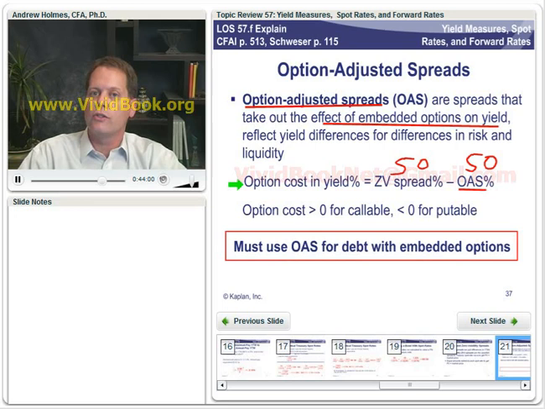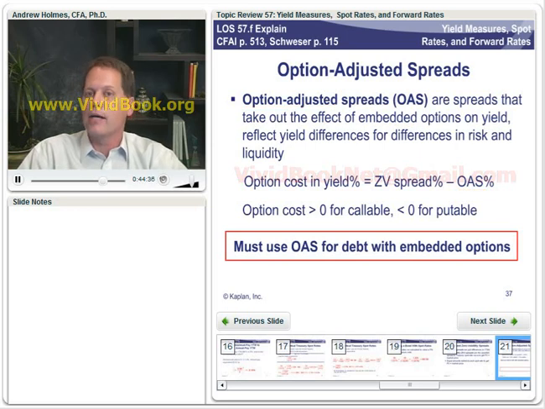You don't need to use the OAS for a non-callable bond. But if the OAS is 40 basis points, what does that say? We calculated the z-spread as if there was no optionality. Once we account for the fact that the bond issuer may call this away from us early, we really only have 40 points of spread. The option cost us 10 basis points of yield. So theoretically, the z-spread and the OAS are the same for a non-callable, non-puttable bond.